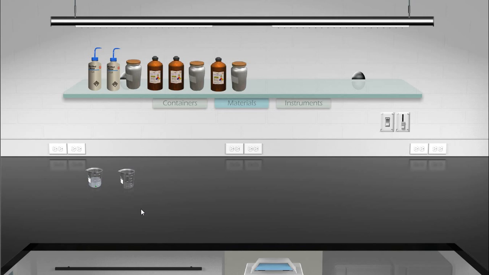Now that our experiment is over, we can properly dispose of our material by dragging it over to the waste bin.